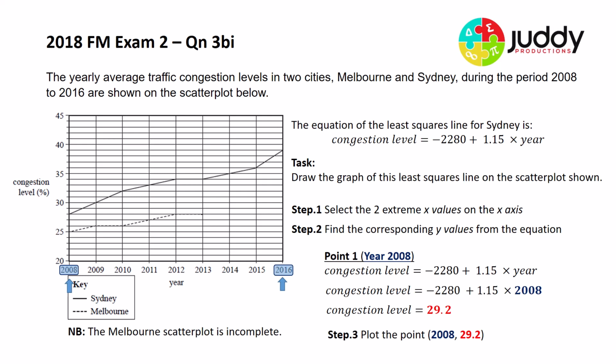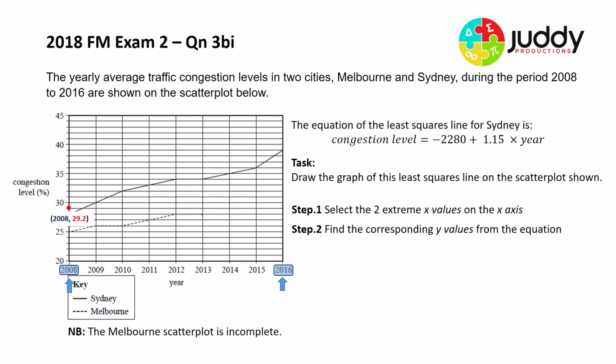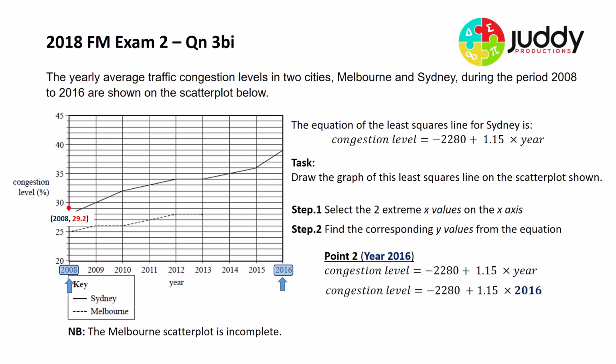And that gives us a coordinate point that we can plot on the graph. Okay, x equals 2008 and y equals 29.2. There's our first point. Repeat this now for our maximum value from 2016. So point 2, when the year was 2016, we substitute that in, and we end up with a congestion value of 38.4. So we now have our extreme right-hand side point, the coordinates of 2016 and 38.4, and we plot that. So there we go. It's a year level of 2016, and going across, that is our congestion level of 38.4.